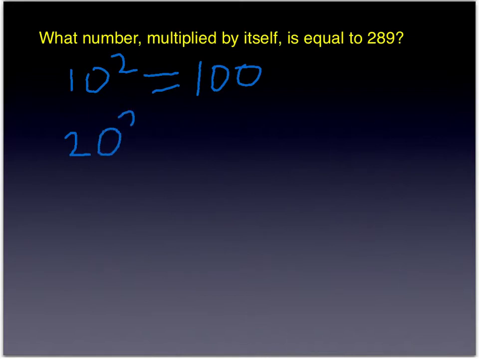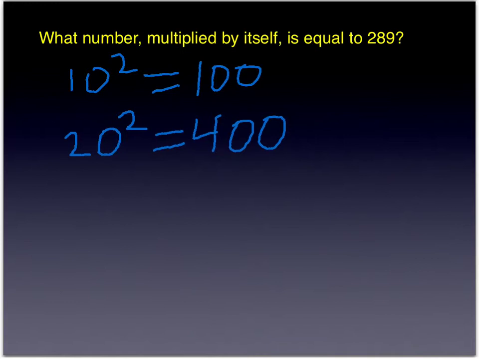But let's try something else that's simple. Let's try 20 squared. 20 squared is not hard, because it's essentially the same thing as 2 squared with a couple of extra zeros. If 2 squared is 4, then 20 times 20 is 400. Now we're getting somewhere. We are greater than 289. So we know that when we unsquare 289, the number is going to be between 10 and 20.